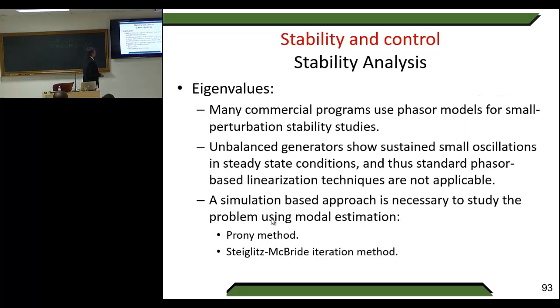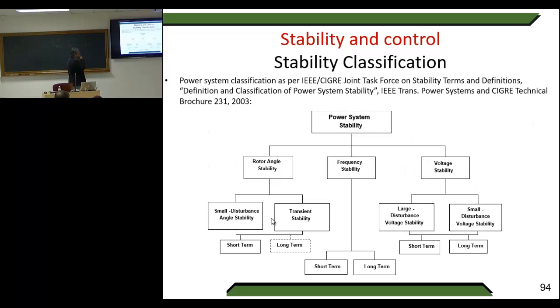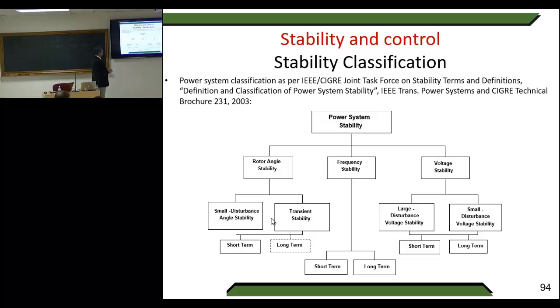In the field of eigenvalues, many commercial programs use phasor models for small perturbation stability studies. Unbalanced generators show sustained small oscillations in steady state conditions, and thus standard phasor-based linearization techniques are not applicable. This is one of the claims. A simulation-based approach is necessary to study the problem using modal estimation with methods like the Prony methods or Steiglitz-McBride iteration method. This is so the starting point of this analysis. You will see that later.